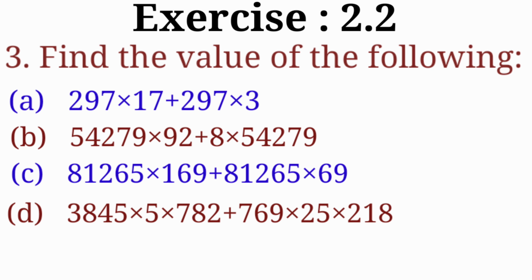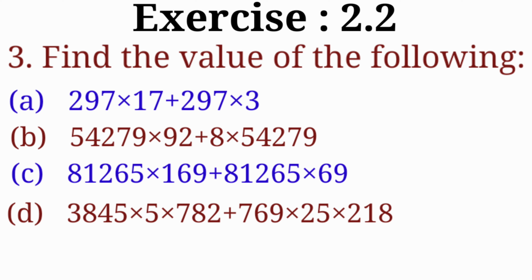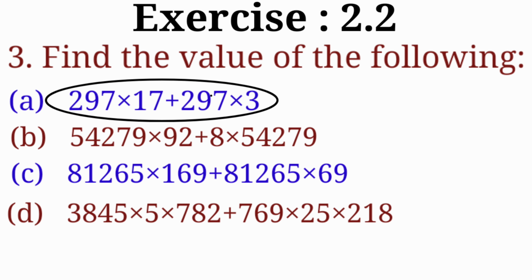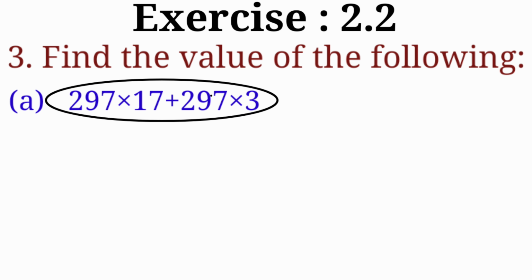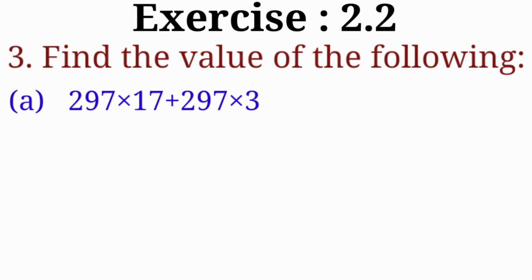Now moving further, our question number 3: find the value of the following. In this we have 4 parts. Find the value means whatever questions are there, you have to solve them. See the first part, 297 into 17 plus 297 into 3. We have two methods for this. Either you can do the multiplication first, 297 into 17, then 297 into 3, and add the answers that come.